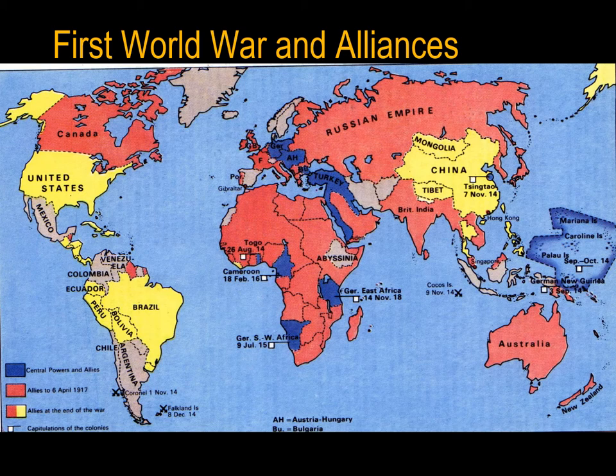Late in 1915, Bulgaria joined the war, primarily to counterbalance the Greeks, who had the support of the English and the French. So it was logical balancing behavior.